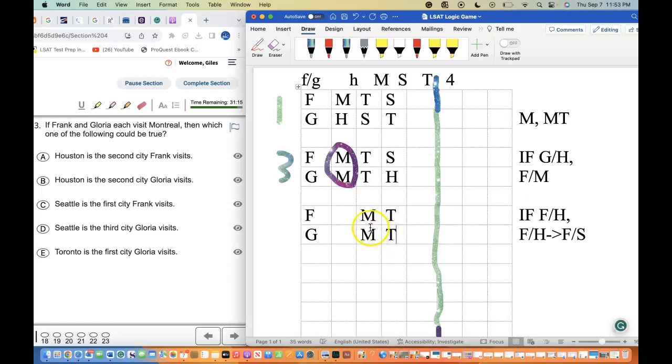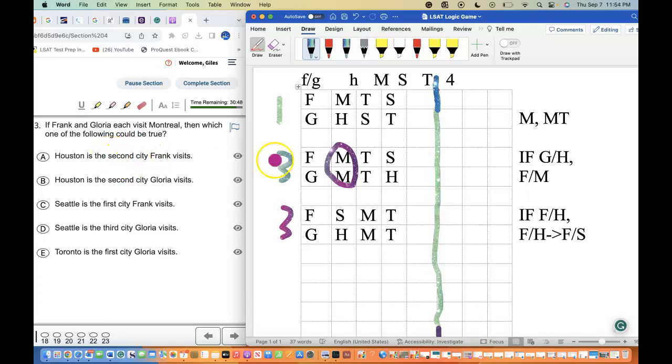And with that being done, I can go ahead and put Gloria visiting Houston and Frank visiting Montreal, and also I could put the Seattle in here. And now these two game pieces are going to be for question 3, and let's see which one could be true.